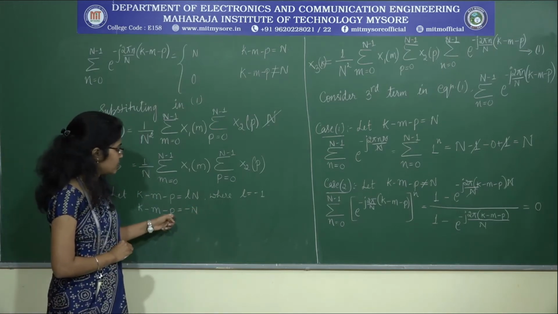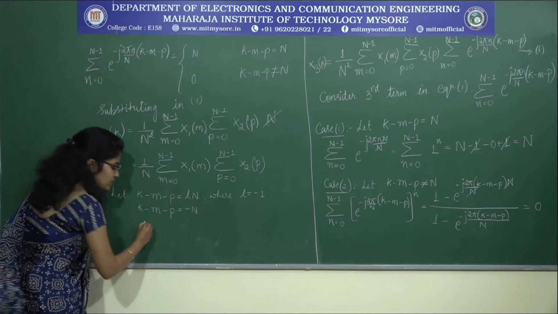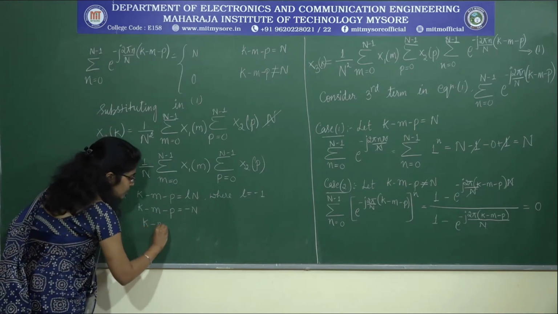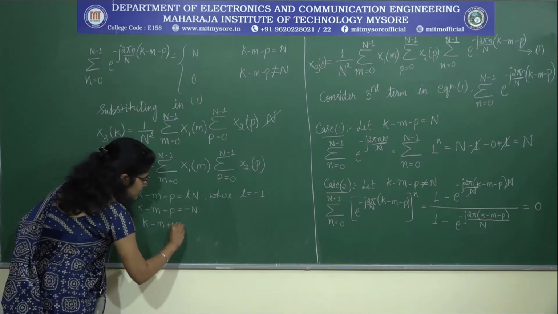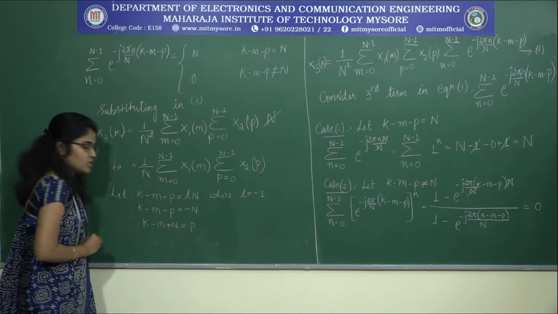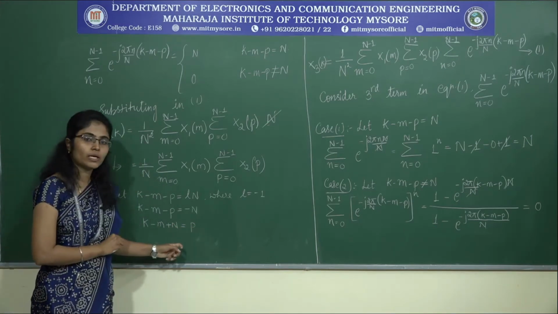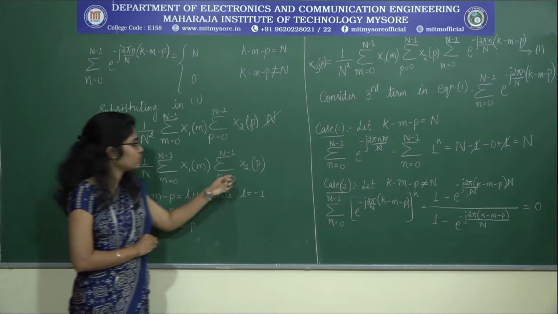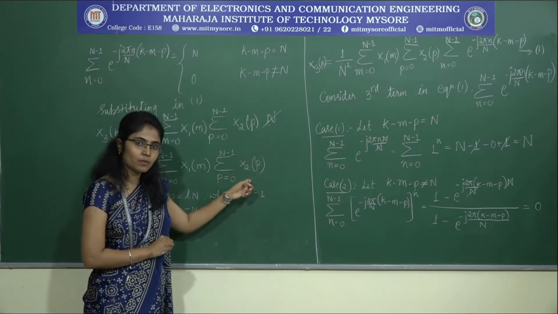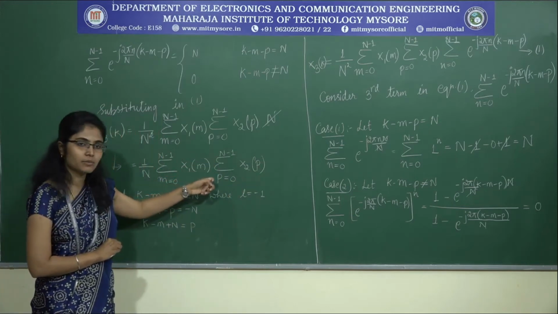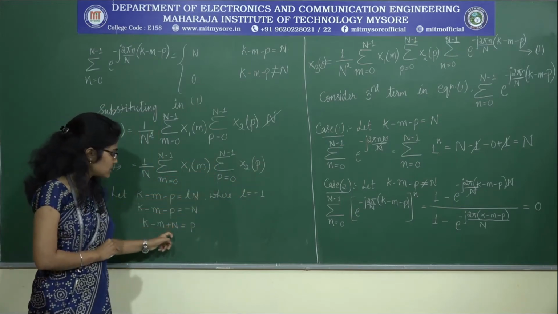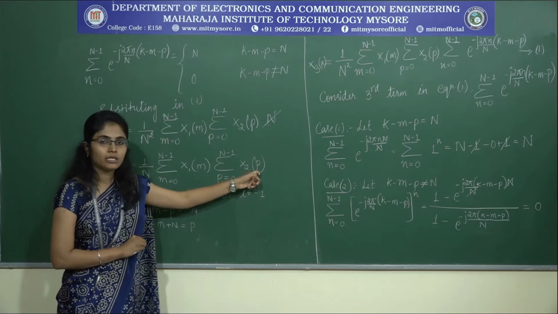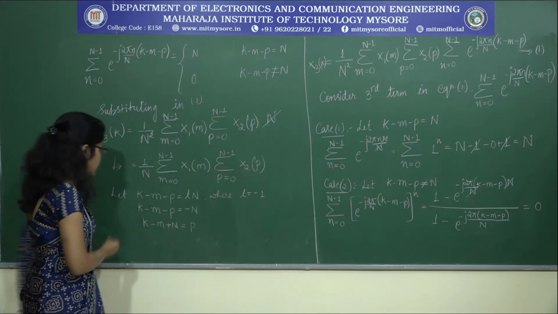Now I need to find out what is p. In order to find out that, k minus m plus n is equal to p. So looking into this, what we can make out, only at one value of p we get the value for x2 of p. So there is no need to write the summation. So let us substitute the same thing in this particular equation and let us continue the simplification.